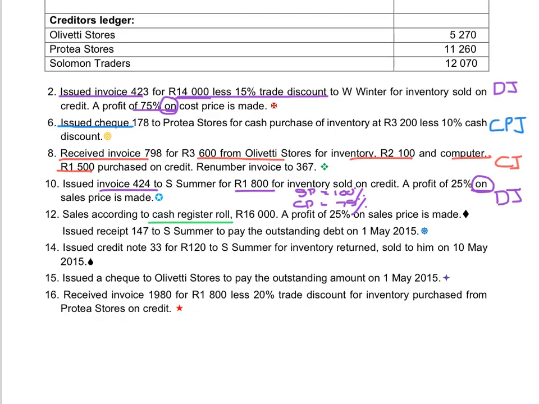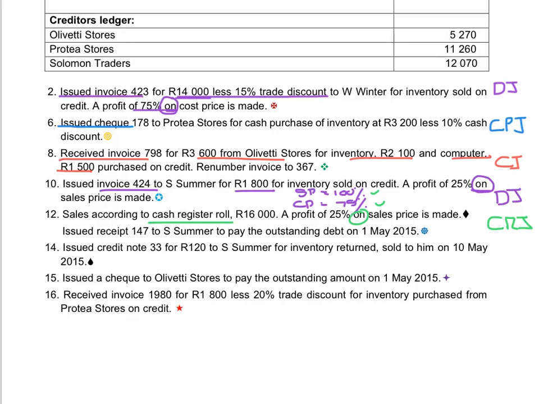Sales according to the cash register roll. That means we received money, and this will be recorded in the cash receipts journal. A profit of 25% on sales price is made. So that means the sales price again will be 100. The cost price will be 75. So the cost price will be 75 divided by 100 times 16,000.